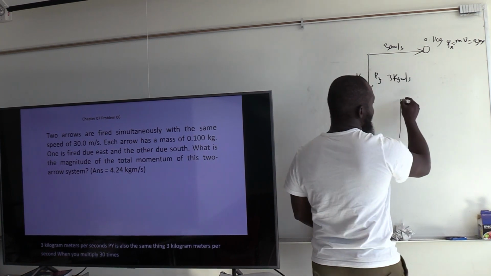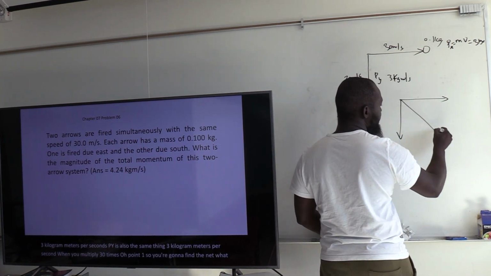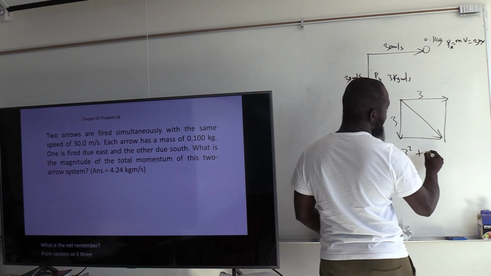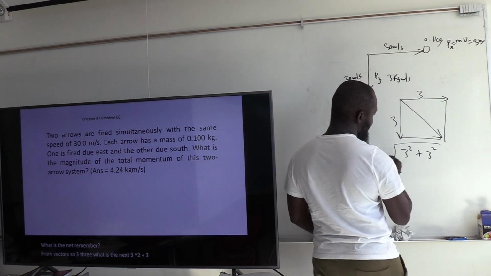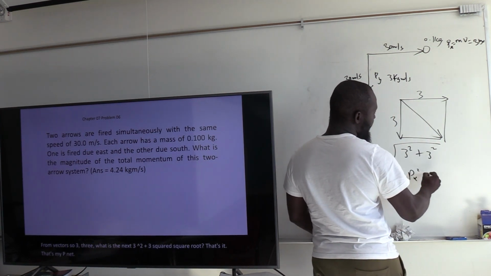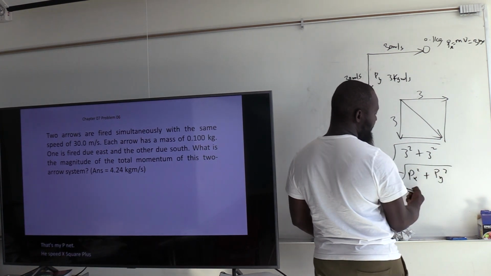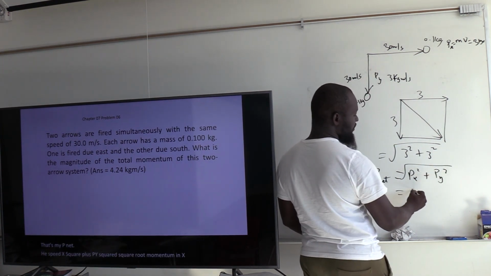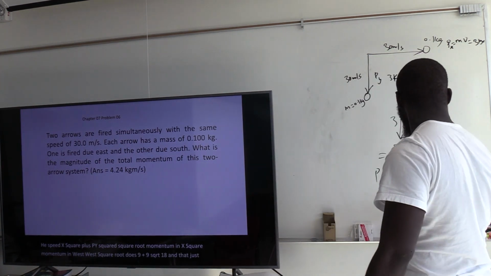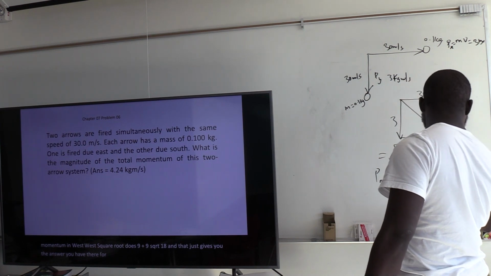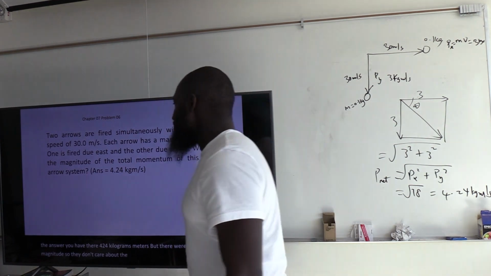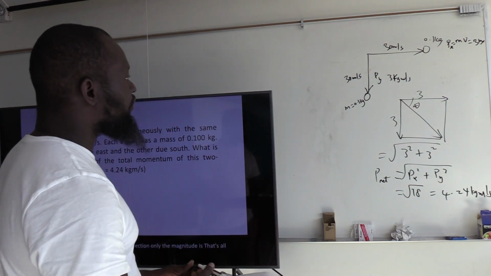So you're going to find the net. From vectors, p net is the square root of px squared plus py squared. Momentum in x squared plus momentum in y squared, square root. That's 9 plus 9, square root of 18, and that gives you the answer you have there: 4.24 kilogram meters per second. They are asking for the magnitude, so they don't care about the direction. Only the magnitude is needed.